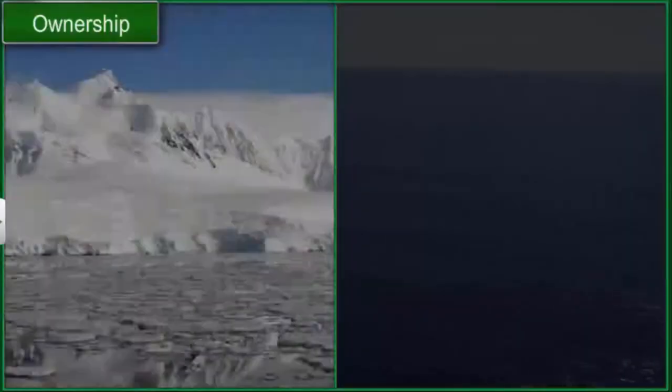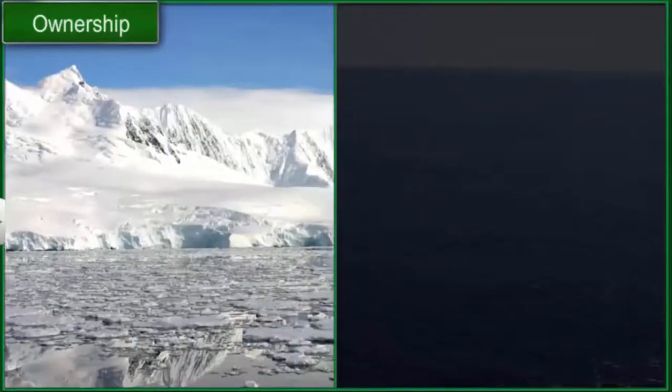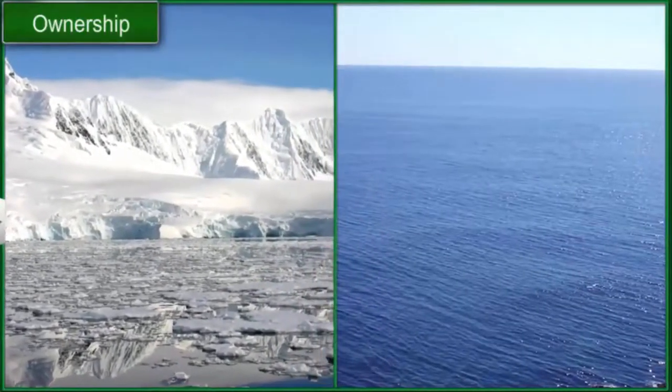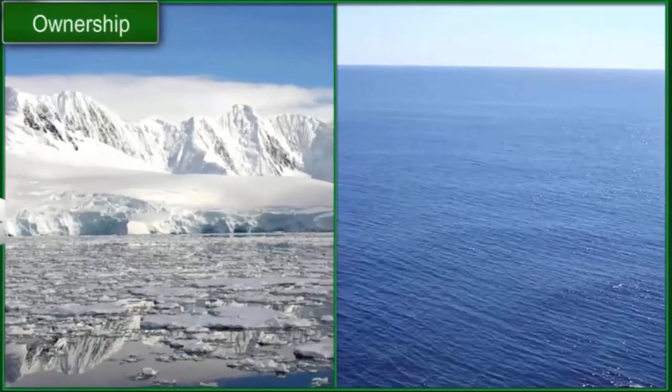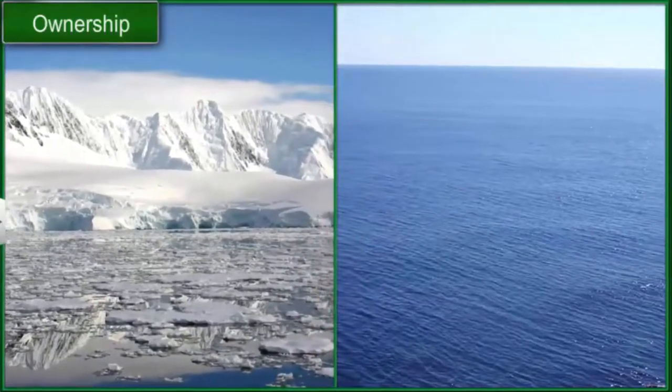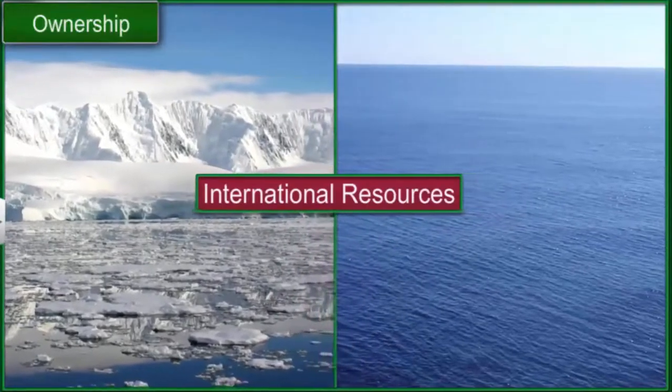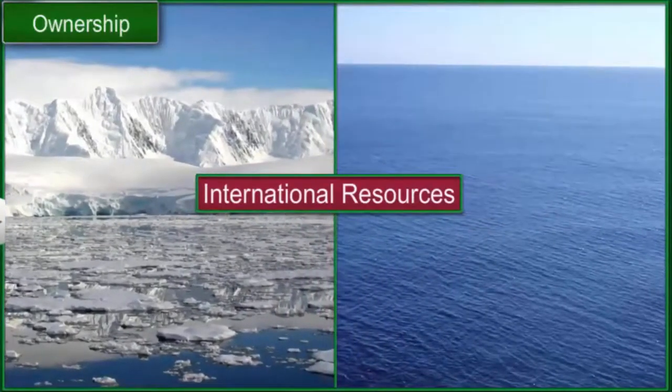There are still some parts of land, like the icy continent Antarctica, and the vast stretches of oceans, which are not owned by any particular nation. Resources found in these parts of the world are called international resources and are managed by institutions related to the United Nations.